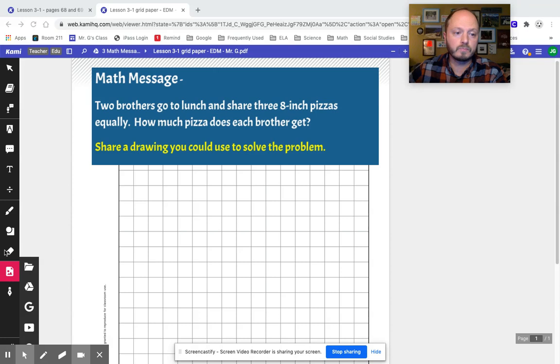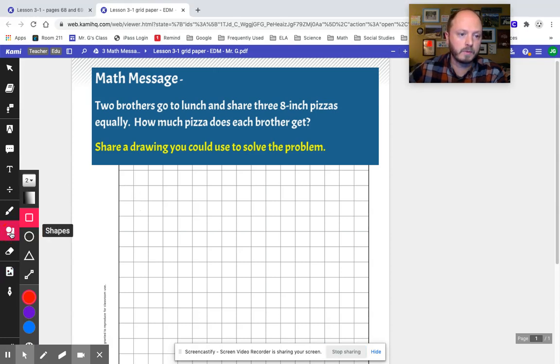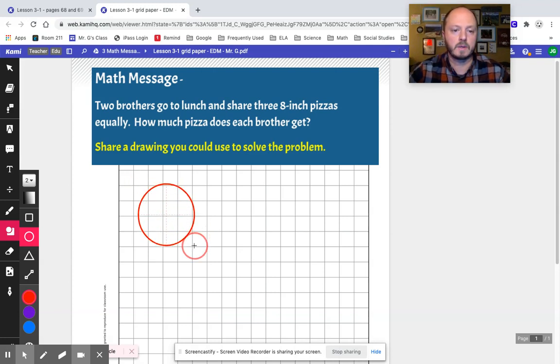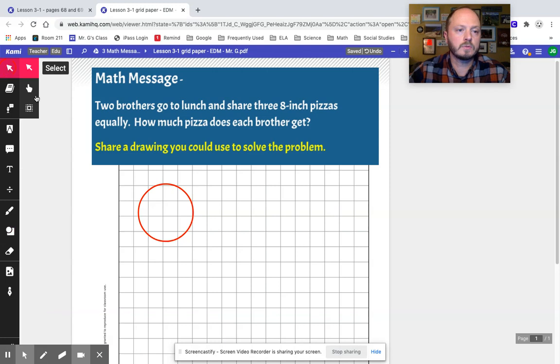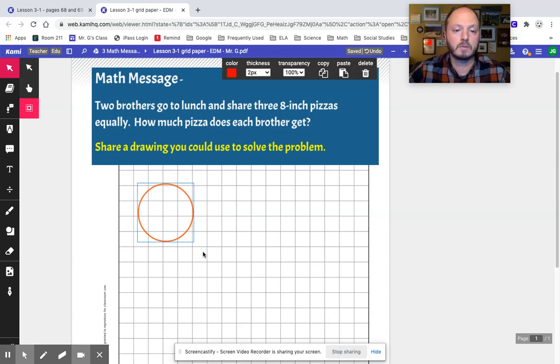Okay, so I'm going to get into using my shape tool, if my device will work cooperatively. And I am going to draw a pizza, right? I'm going to make one pizza like so. And then I'm going to copy it. This is going to be really helpful for you to make your own. I'm going to copy it, and I'm going to paste it.